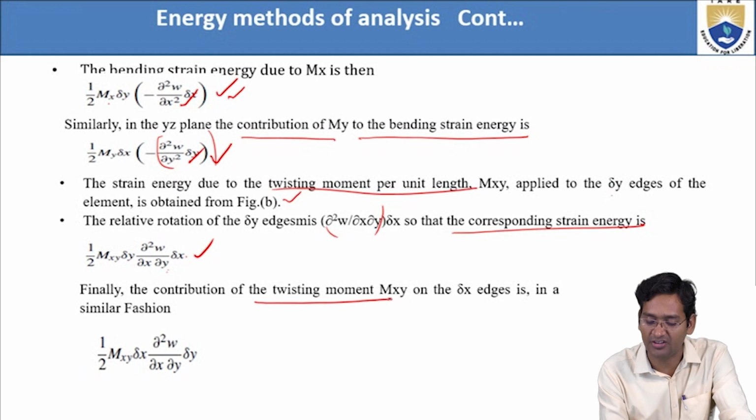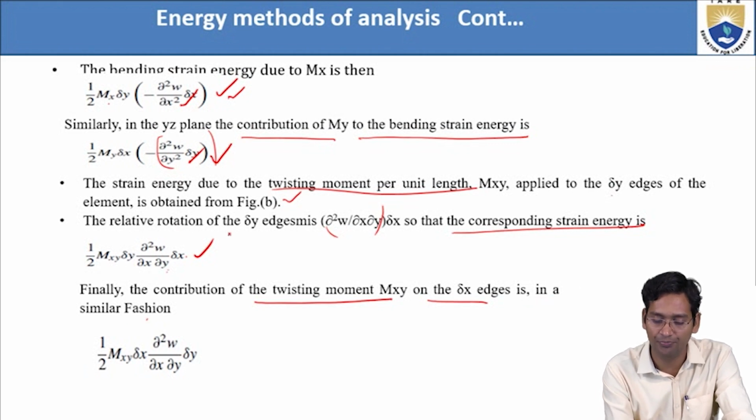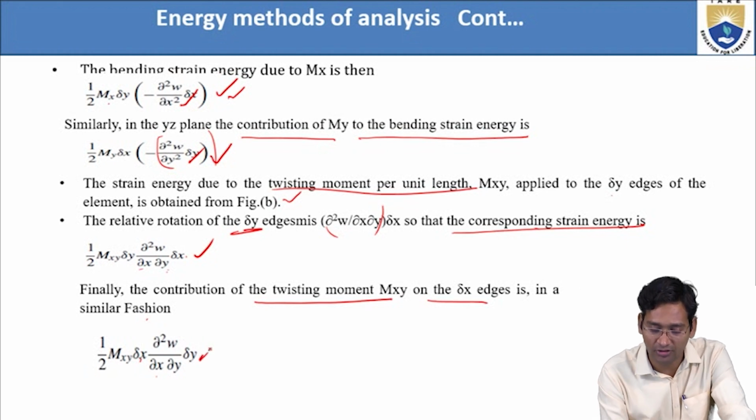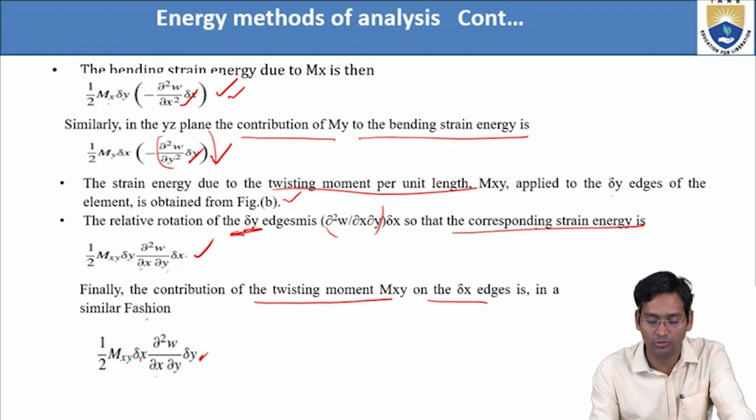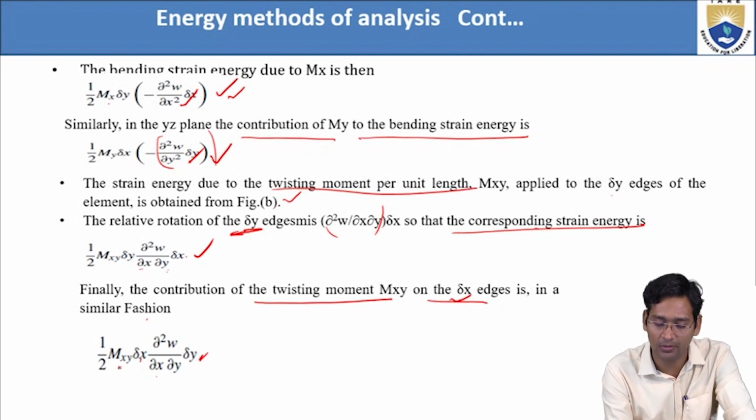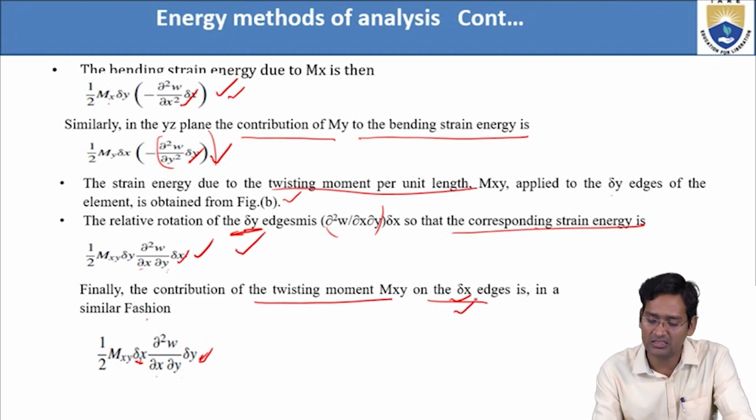Finally, the contribution of the twisting moment Mxy on the del x edges is in a similar fashion, where the corresponding strain energy is, now for Mxy, half of Mxy del x into del 2 wy del x del y into del y. So now see here, this was along the del y edge, right? So now this is along the del x. So again, wherever x is there, replace it with y. So now you see Mxy is, this was del y. So now this becomes del x, del 2 wy del x del y, del 2 wy del x del y, and this was del x. So this becomes del y. So now we found for along the edge del y and along the edge del x the contribution of the twisting moment.